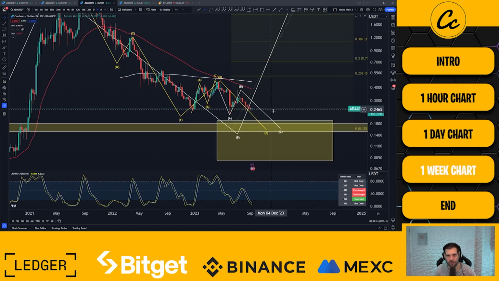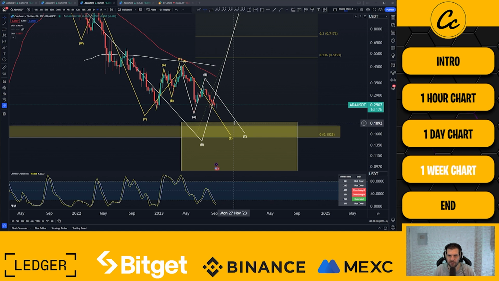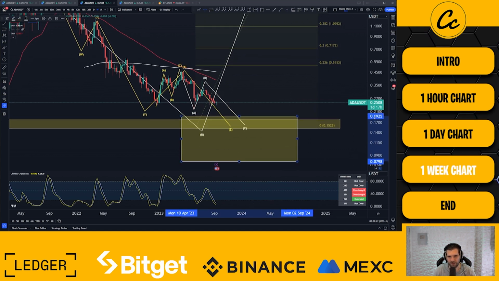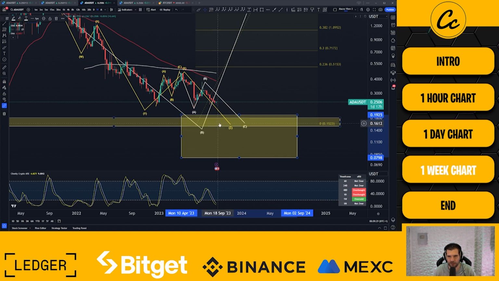Take this up into the weekly time frame, and you can see that we're on this progression downwards still. This one actually shows us coming down deeper than what we see on the daily time frame, so it's going to be interesting. Although this isn't a requirement necessarily, we are tracking a Z wave which should finish between 7.98 cent and 19.25 cent.